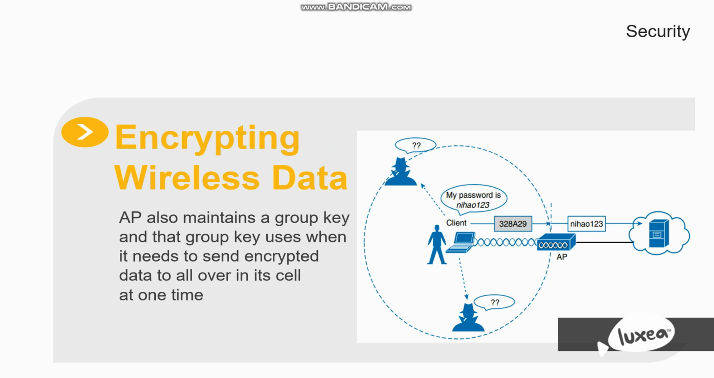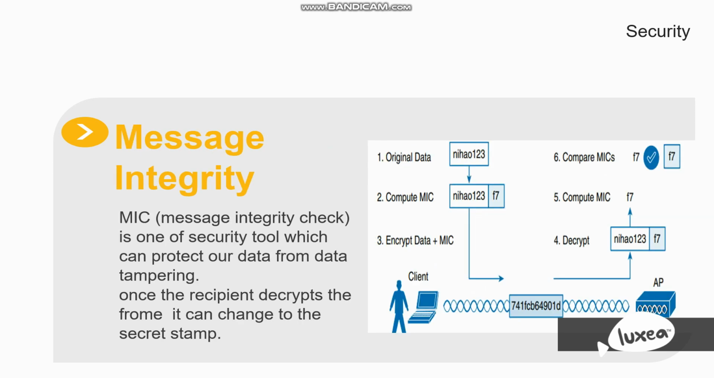Encrypting wireless data. Okay, same situation, but those two men have no idea what the password is. The AP also maintains a group key, and the group key is used when it needs to send encrypted data to all devices in its cell at one time, so each of them uses the same group key to decrypt. Okay, so this is how it looks.